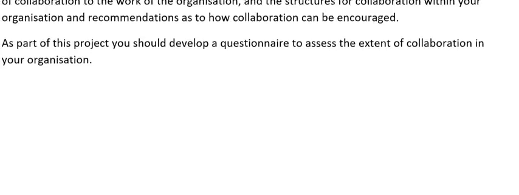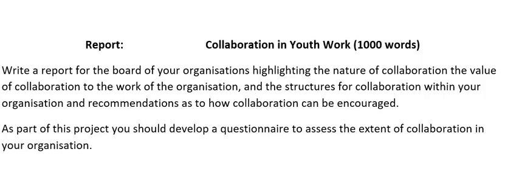And then, sorry, I've gone past it there. The collaboration one is to write a report for the board of your organisation, looking at collaboration, looking at the value of collaboration to the work of your organisation. And then you need to look at the structures for collaboration and make recommendations to the board.